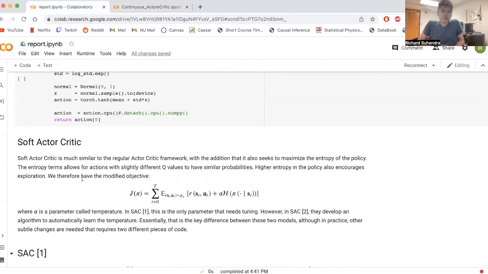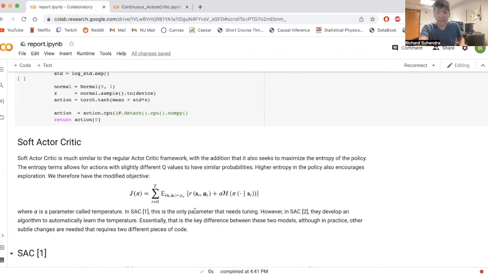The idea behind soft actor critic in general is that it's similar to the regular actor critic framework, with the addition that it seeks to maximize the entropy of the policy. What that does is allow different Q values that are similar to have similar probabilities. The higher entropy in the policy also encourages exploration. So we have this modified reinforcement learning objective, which has this alpha, a parameter called the temperature, which we'll talk about more later, times the entropy.